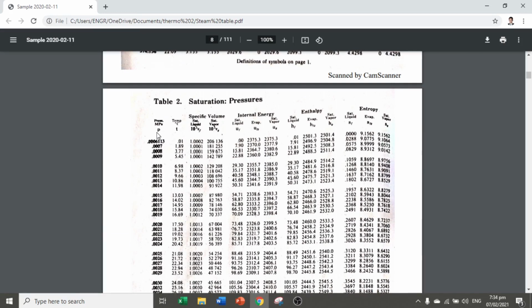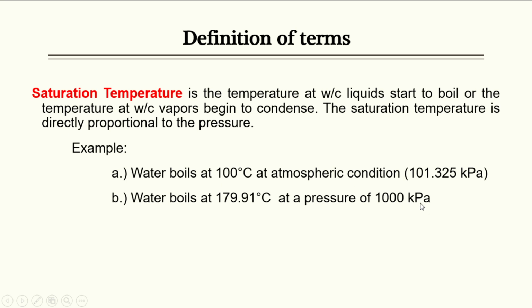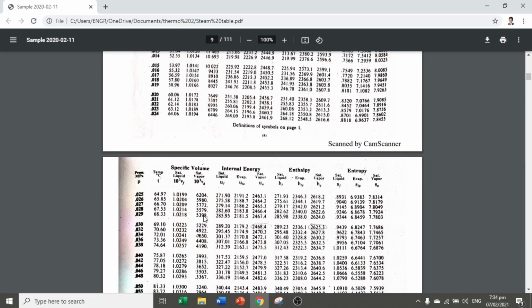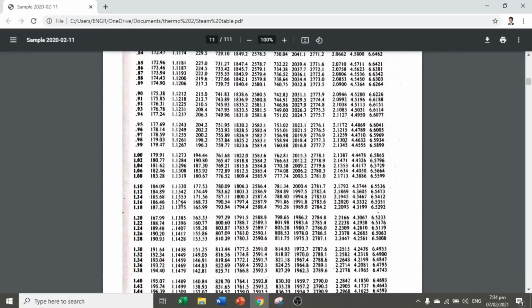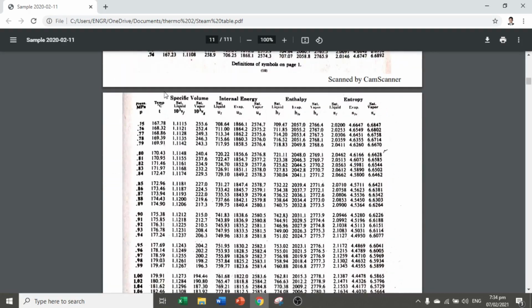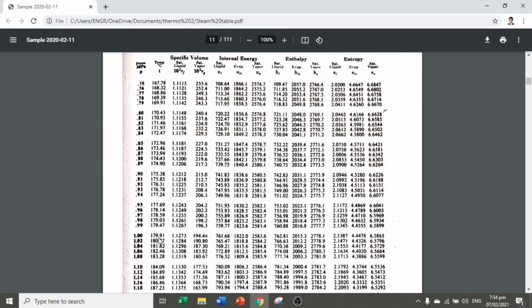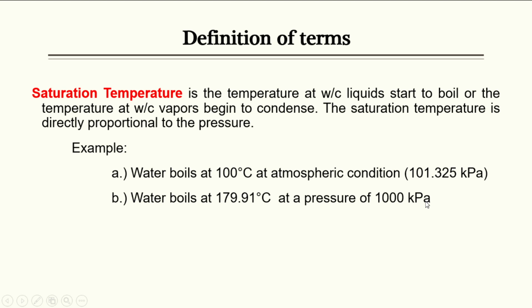So, naka-MPa to, i-convert mo to sa MPa. So, magiging 1 MPa siya. Right? Sa conversion natin. So, hanapin natin yung 1 MPa. So, ito, 1 MPa is equal to 179.91 degrees Celsius. So, ibig sabihin, saturated yung ating temperature. Or saturated yung ating pressure. Parehas lang naman.